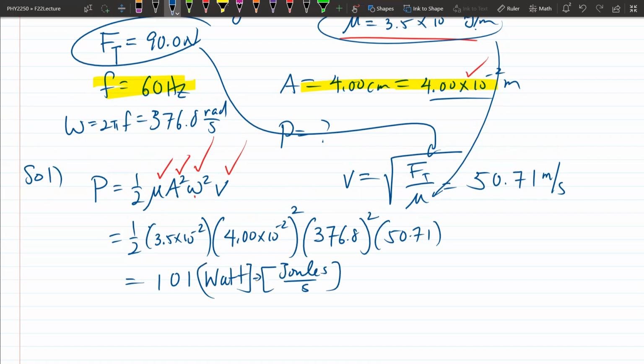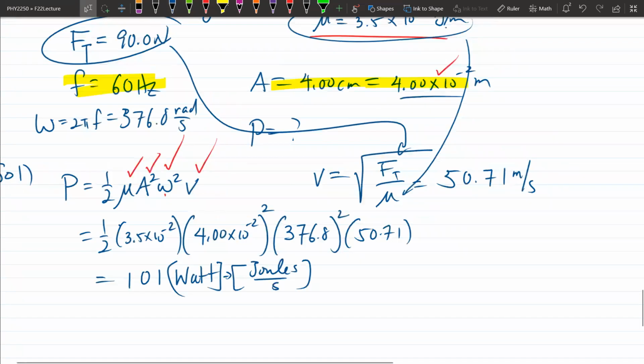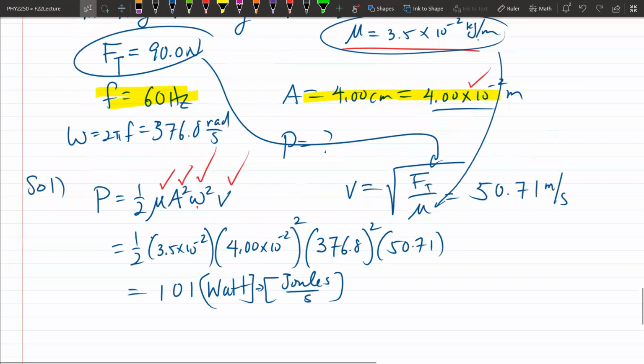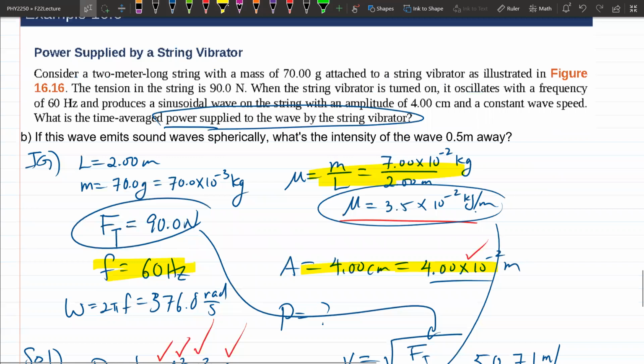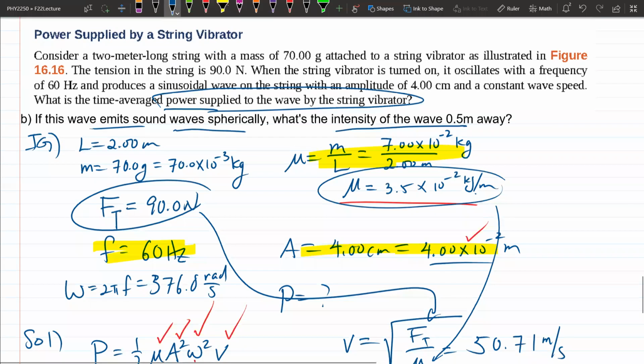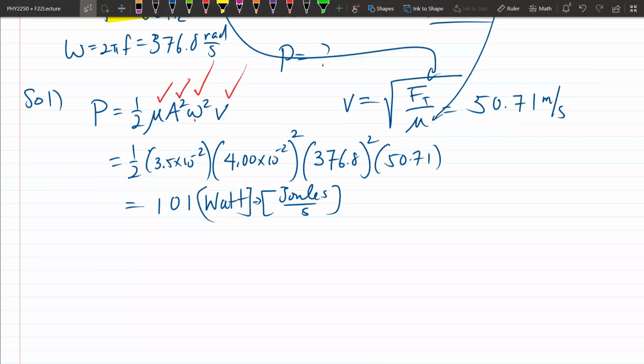I'm going to add one more thing so we can do a little practice with intensity also. So I added the part B. If this sound was emitted spherically, what is the intensity of the wave if we were 0.5 meter away, half a meter away? So intensity is just the power divided by the area of the sphere that we're dealing with. Since we're dealing with a spherically outward wave, we just need the surface area of the sphere.